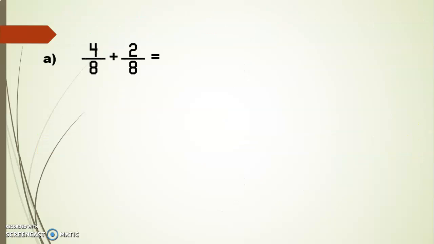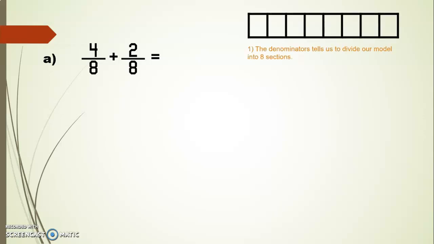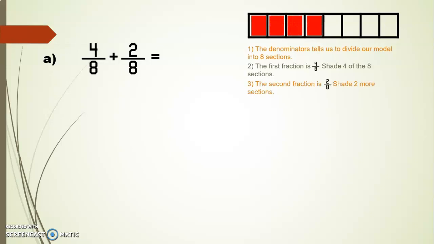Here I have 4 over 8 plus 2 over 8. The denominator tells us to divide our model into 8 sections. The first fraction is 4 over 8. I'll shade 4 of 8 sections. The second fraction is 2 over 8. I'll shade 2 more sections. There are 6 one-eighth sections shaded. So 4 over 8 plus 2 over 8 will be 6 over 8. Why? Because 4 plus 2 is 6 and we will keep 8 the same.